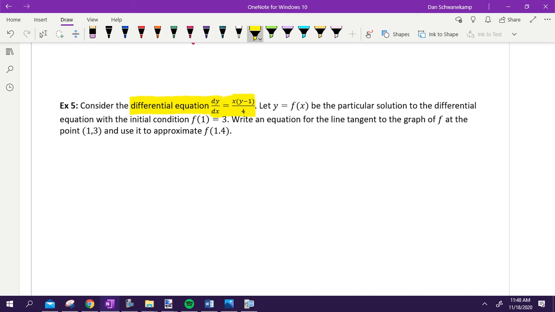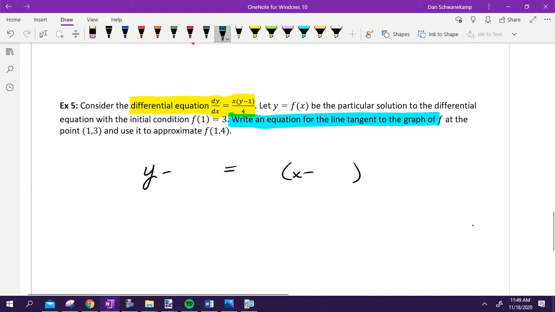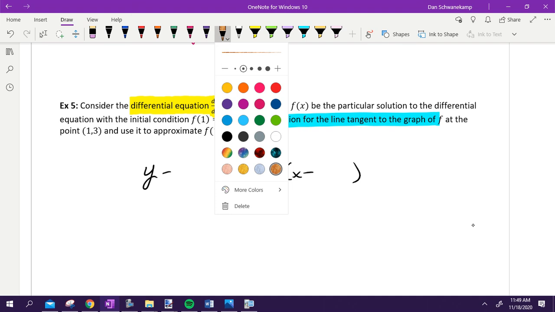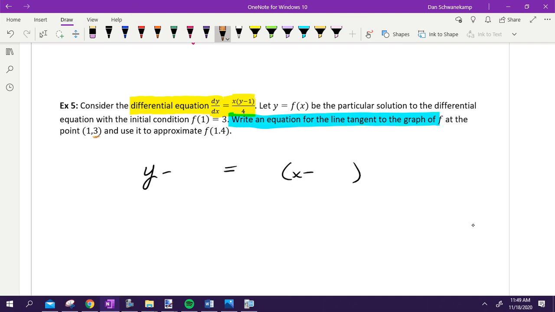Let y be the particular solution to the differential equation with the initial condition that f of 1 is 3. Basically just saying, hey, that's the derivative, and the original graph goes through the point (1, 3). The key to this is write an equation of the line tangent to the graph of f. As soon as I read that, y minus equals x minus. What do I know for that line? What can I plug in? 1 and 3. I know that my y value is 3 and my x value is 1. What I have left to do is find the slope.